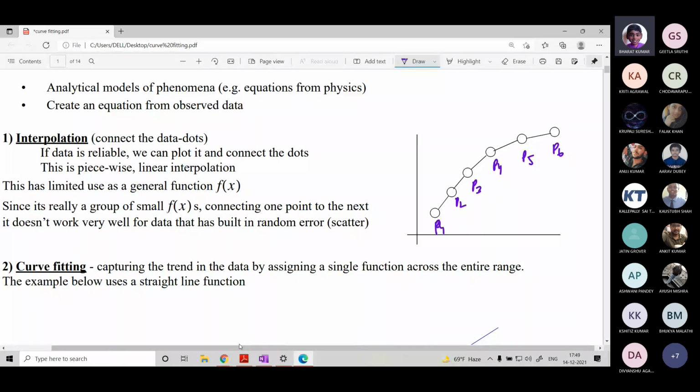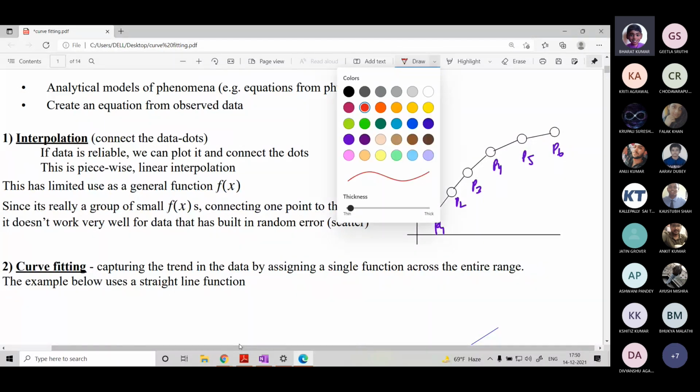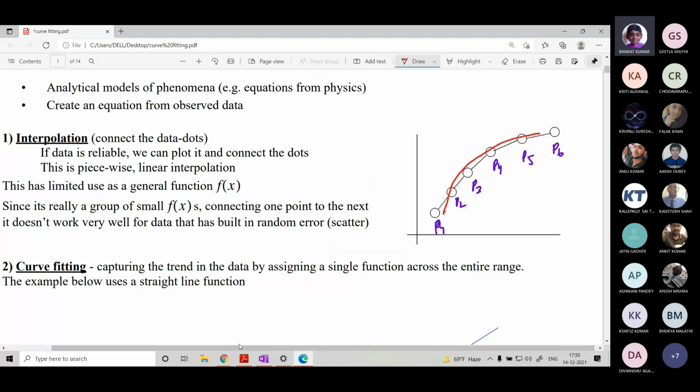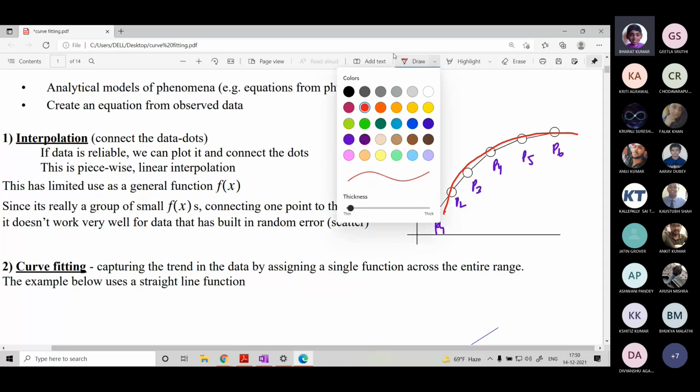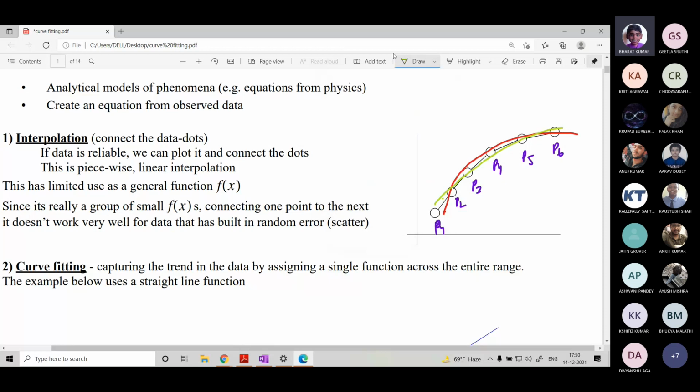So some students may say, okay sir, this is the quadratic curve which is representing the data in the most suitable way. Some other student may say, no sir, this is the quadratic curve which is representing the data in the most suitable way. Some other student may say something else. So out of all those quadratic curves, which one will fit the data in the most suitable way? So first you have to define what is the most suitable way.